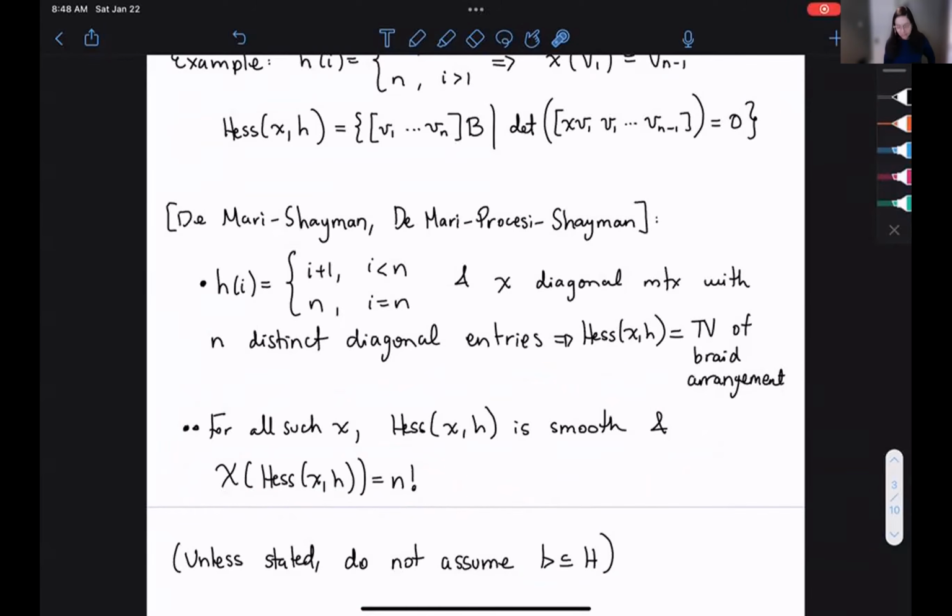So unless stated, we are not assuming this to be the case. There will be some instances when that happens in our theory, but you should just assume that is not the case. I just introduced it because they do lead to a nice flag description.